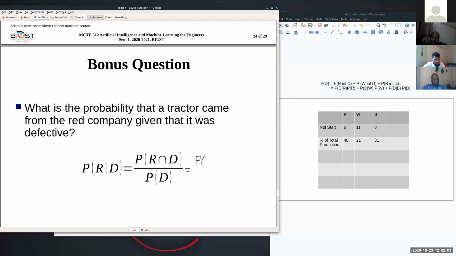Okay, you can write probability of what? Well, this is given a D here, so your probability that it is being defective, okay, given that it is from red line, okay, and probability of being the red line, okay, is equal to probability of being defective.